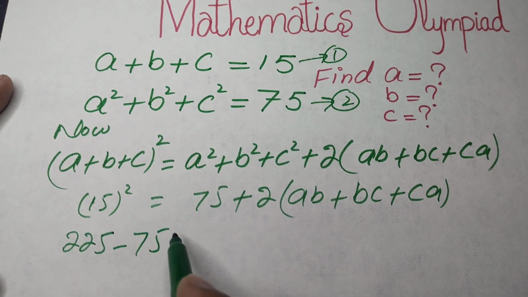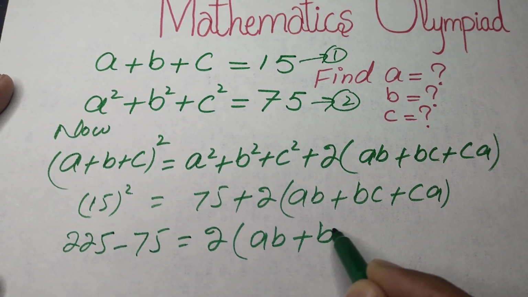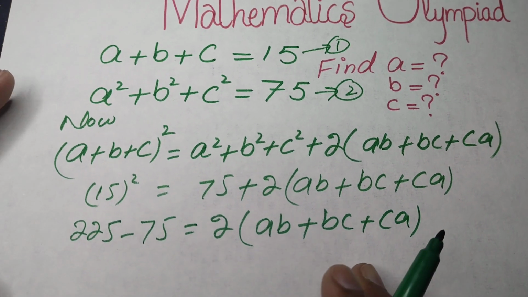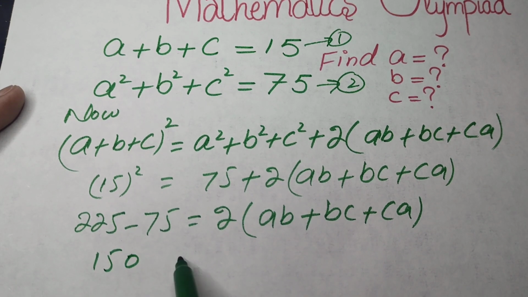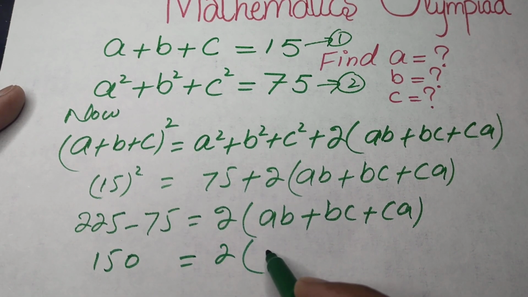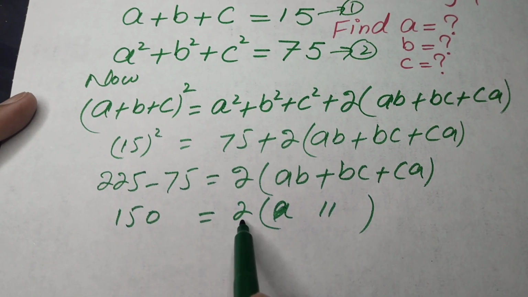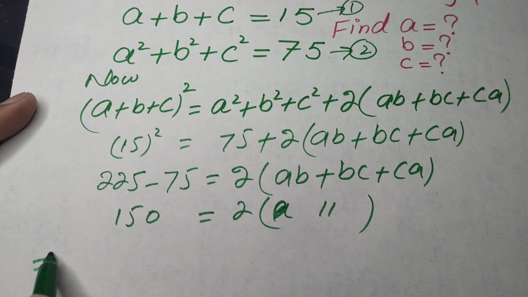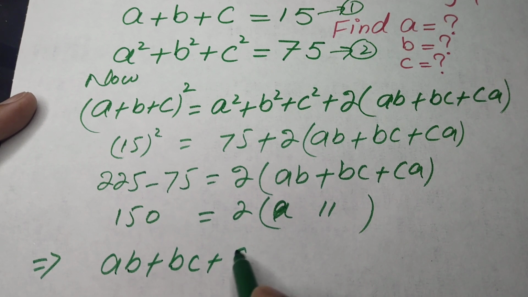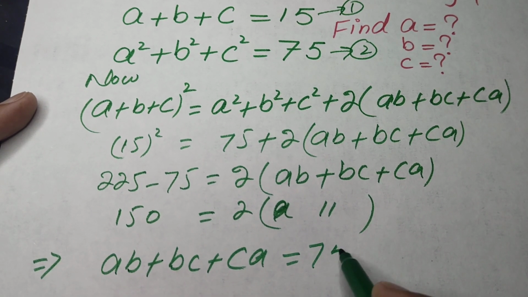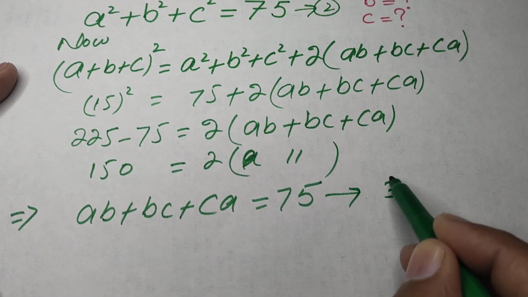Thus 15 square is equal to 225, and this is plus 75. When we take it to the left hand side, it is minus 75, and we will obtain 2 times of ab plus bc plus ca. After that, when we subtract these two numbers, we will obtain 150, and here we get 2 times of this term as it is. When this 2 is divided, we will obtain ab plus bc plus ca is equal to 75, and I name this equation number 3.